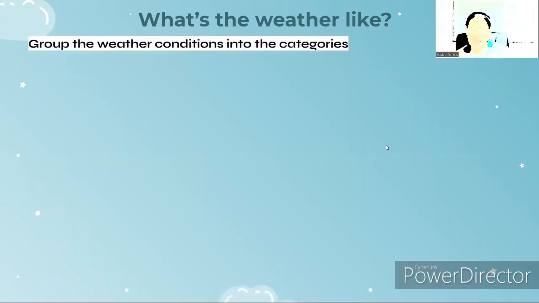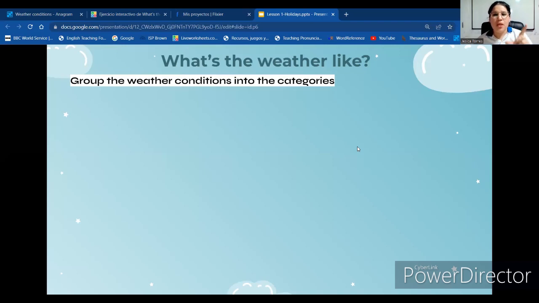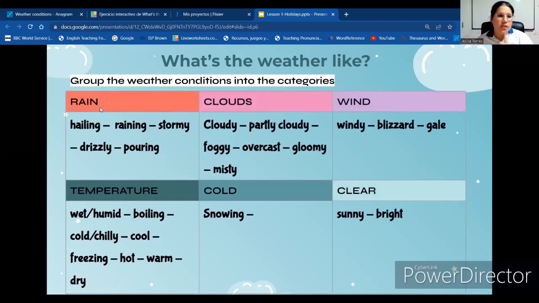Good. Okay, so here is your first activity that you have to do. Group the weather conditions into these categories. Here you have the categories: rain, clouds, wind, temperature, cold, and clear. Don't cheat. Here you have the answers, but don't cheat. You do it yourself, and then you check with this, right?